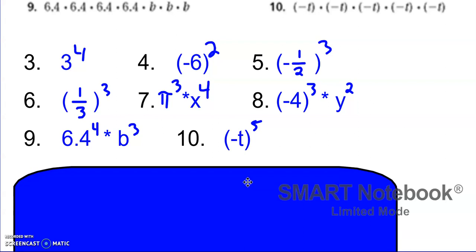Here are the answers to the 8 problems. If you have any questions, send us an email. We will answer you as quickly as possible.